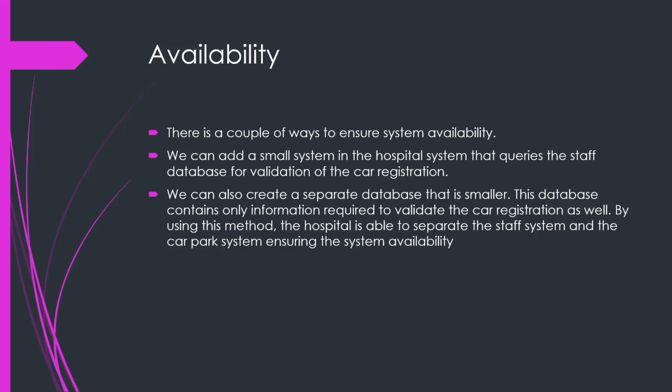Another way that we can do this is to have a redundant database. This database doesn't contain the staff information, but it contains enough information to authenticate the car. For example, it can contain a list of all the car registrations that are allowed to enter the car park, but that information is stored securely as well. This way, if the staff system goes down due to an outage or whatsoever, this separate database will be able to run by itself and it will not impact the car park system.